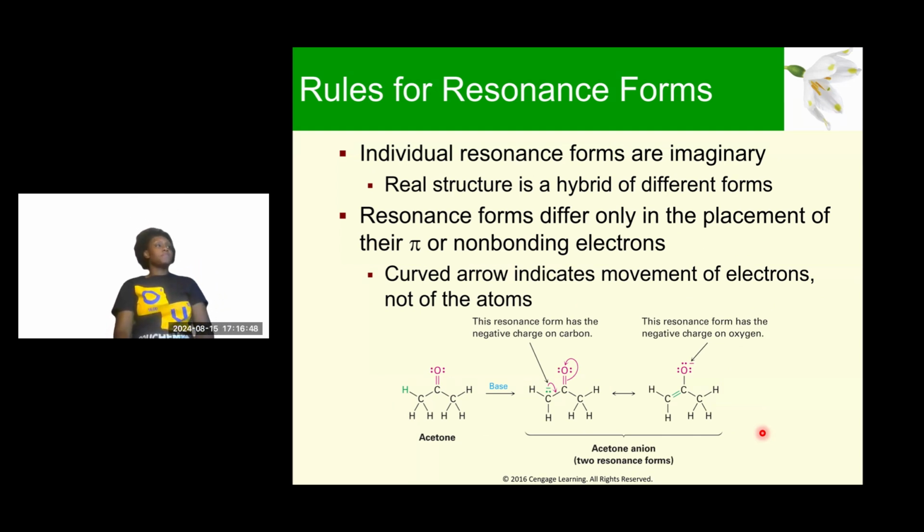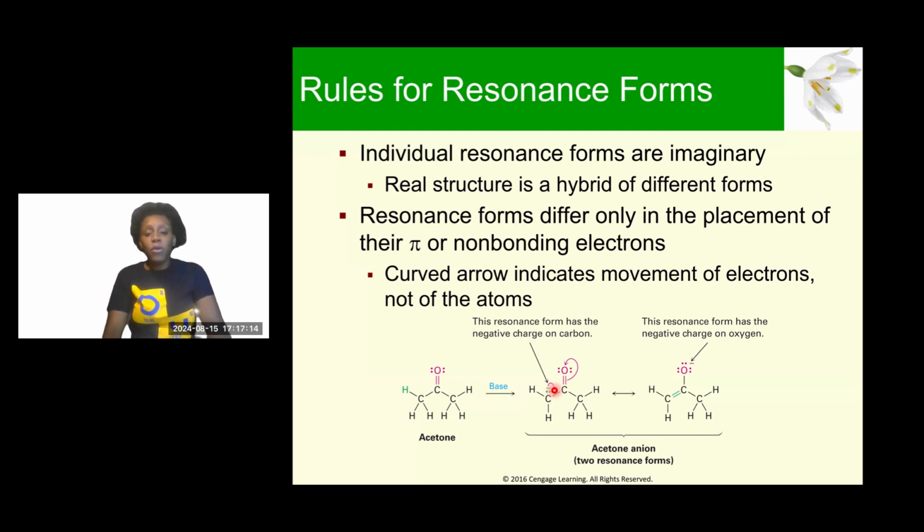All right, so individual resonant forms are imaginary, okay? So these structures here, these are simply imaginary. They don't truly exist. The real structure is a hybrid of the different forms because, again, the electrons are just kind of moving, okay? So they're never here only, they're never only here. They're kind of just being spread out across all of them.